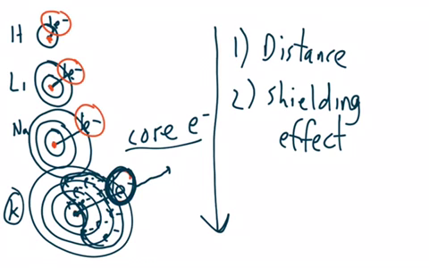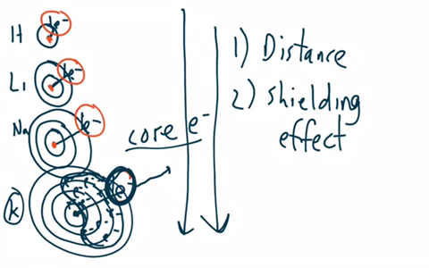The combination of the distance increasing and these inner electrons, these core electrons, causing the shielding effect, both of those contribute to causing this electron to be removed much easier. So as a result, as you go down the periodic table, the electrons are easier to remove because the electron is not being held as tightly by those protons in the nucleus. That is why the ionization energy decreases as you go down.